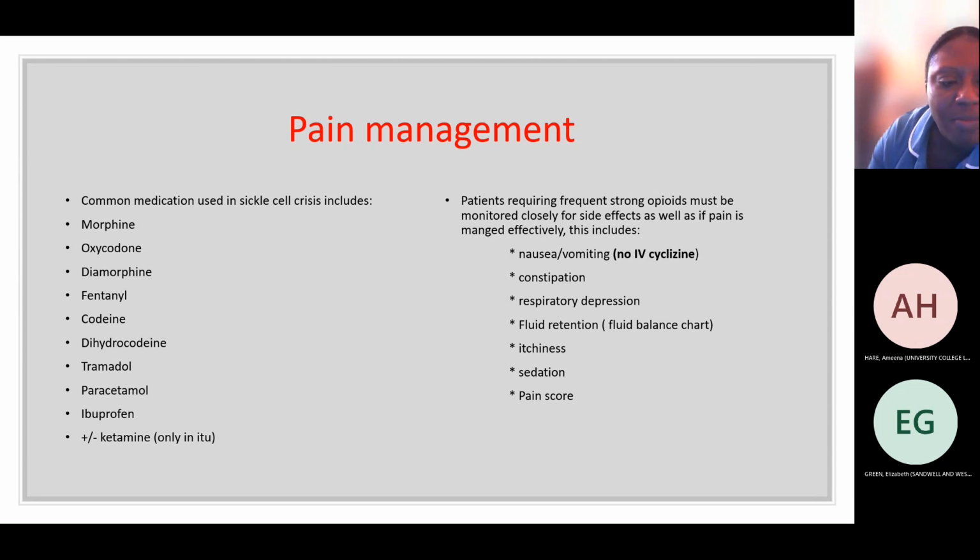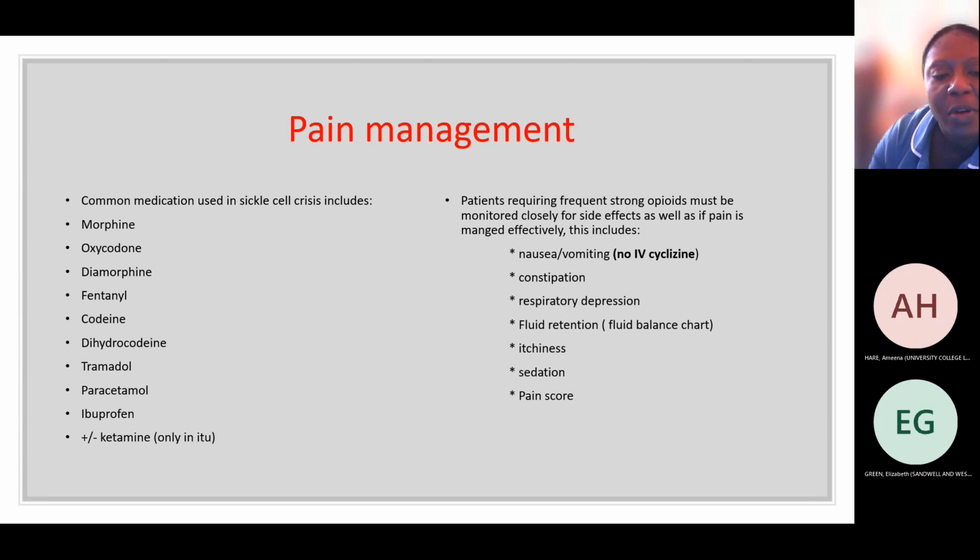I put ketamine here because I do have a few patients at the Whittington. I'm not sure about other trusts, but we have a few patients whose pain is very hard to control. Sometimes ketamine is used, but only when the patient is in ITU. We have one patient who's on ketamine, and she also has to go to ITU for that, for close observation and monitoring.